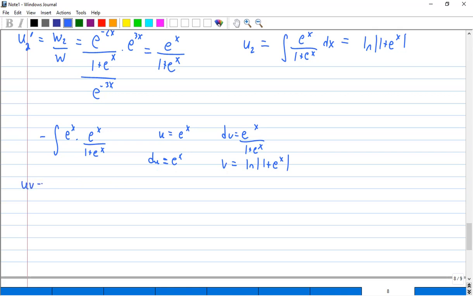So remember, it's uv minus the integral of v du. So this is going to be, uv would be e to the x times natural log absolute value 1 plus e to the x, and then minus the integral of e to the x times the natural log absolute value of 1 plus e to the x.